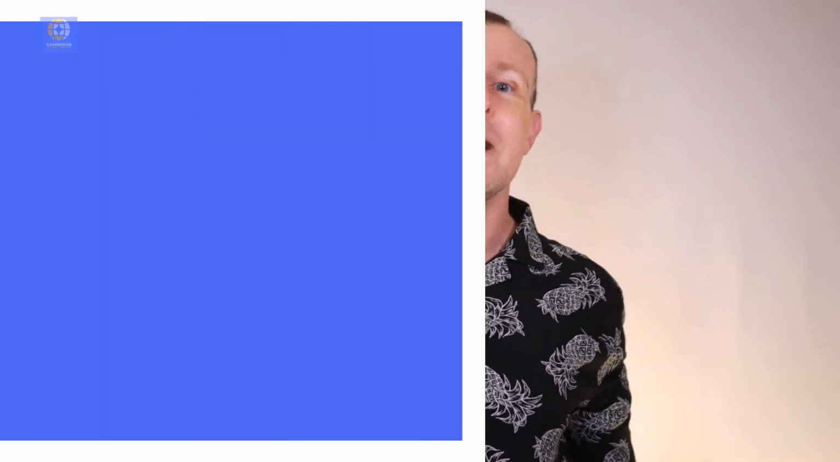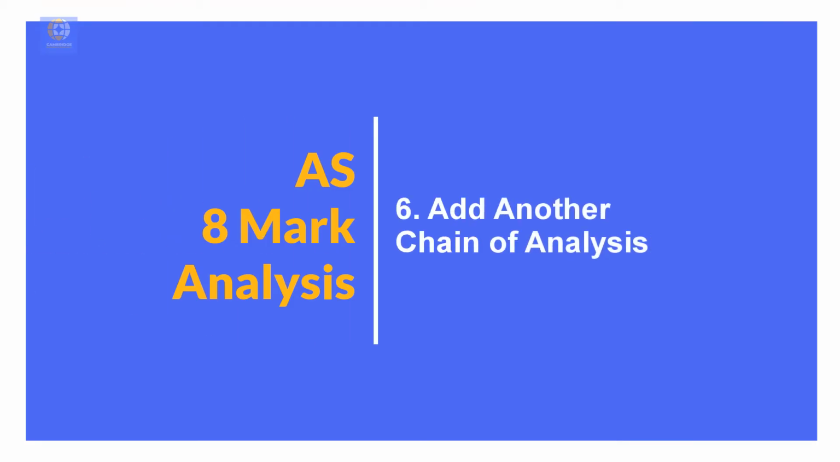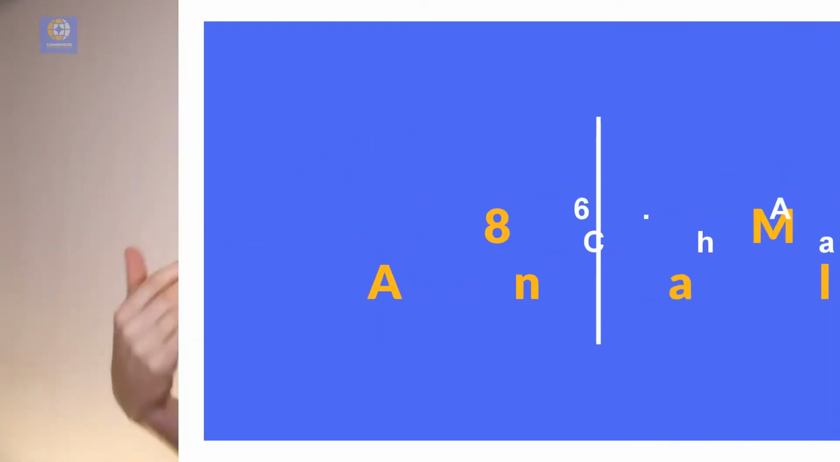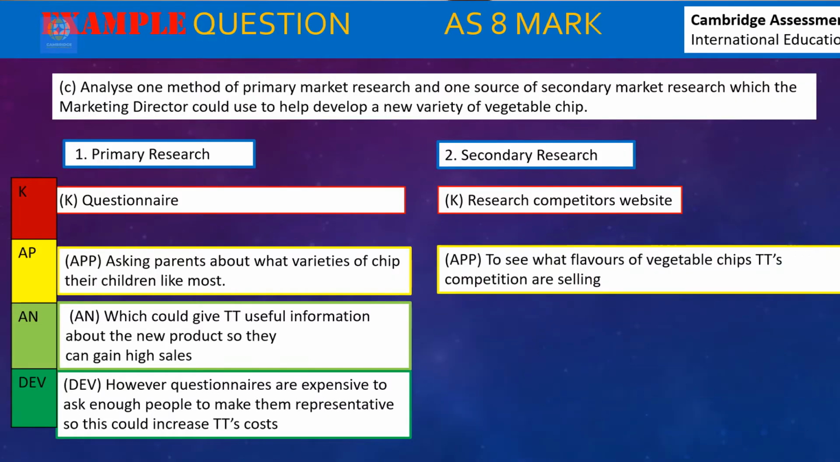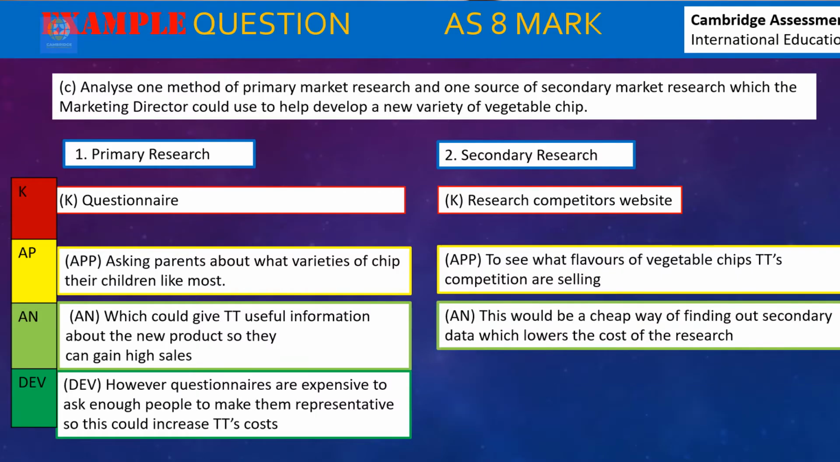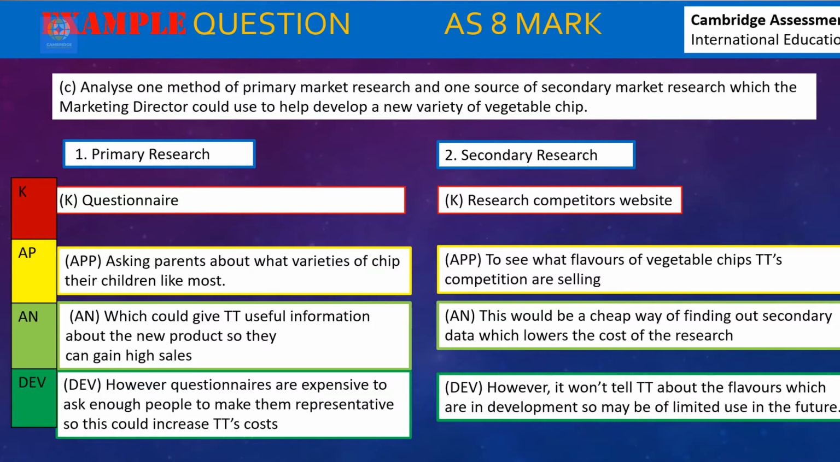But let's not get carried away and secure the final 2 marks. We complete the same process with a secondary method of research. Research competitors' website to see what flavours of vegetable chips TT's competition are selling. This will be a cheap way of finding out secondary data which lowers the cost of research. However, it won't tell TT about the flavours which are in development and not yet launched by the competitor. So it may be of limited use in the future.